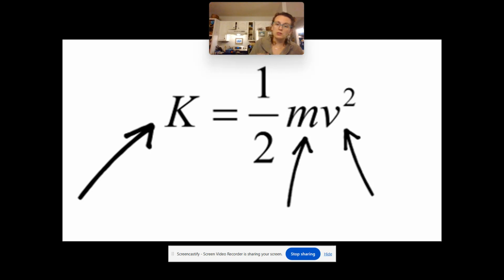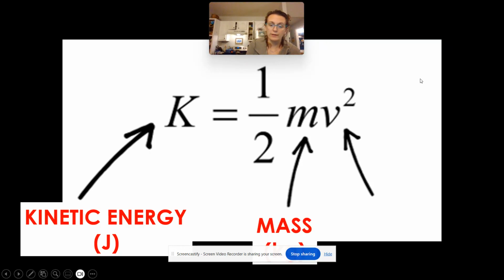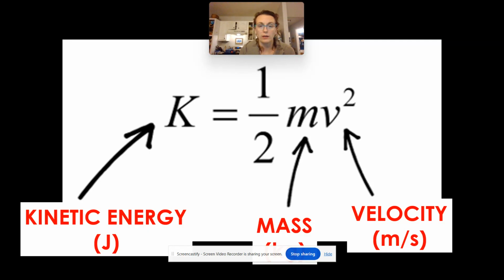Now, let's get into what these mean. K. You're going to either see K or KE, and that's going to stand for kinetic energy. And our kinetic energy is always measured in what? Joules. Okay, for 7th grade. Then M. We already know what M stands for, and that is mass. All right, that's mass, and that's always in kilograms. And finally, we have velocity. And velocity is meters per second squared.